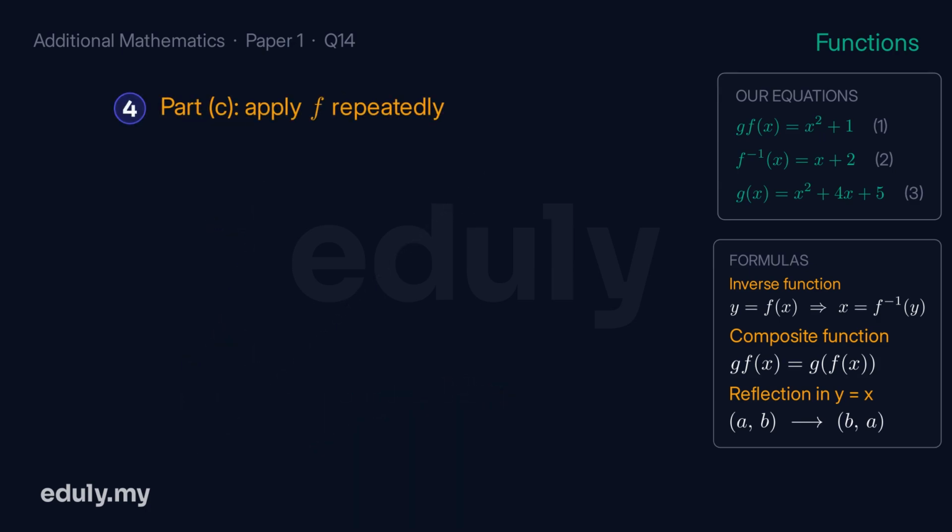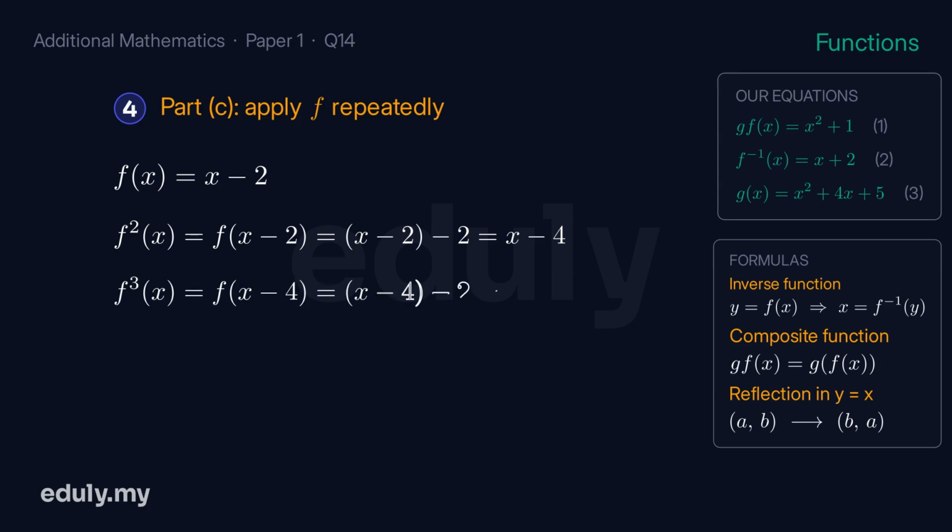Step 4. Here f squared means apply f twice, not square the answer. Let's iterate and watch what happens. Start from f of x is x minus 2. Feed x minus 2 back into f. That takes off another 2, giving x minus 4. Once more, f cubed is x minus 6. And f to the fourth is x minus 8.